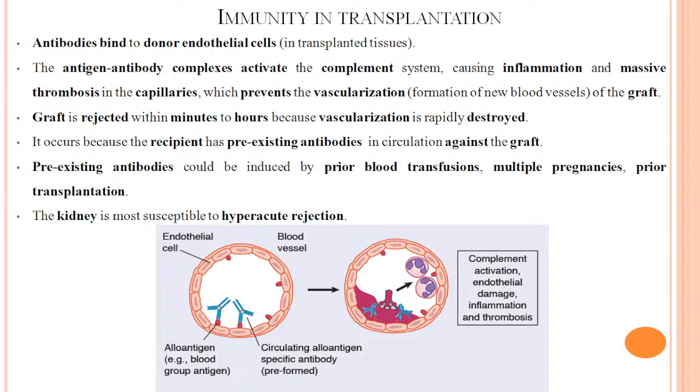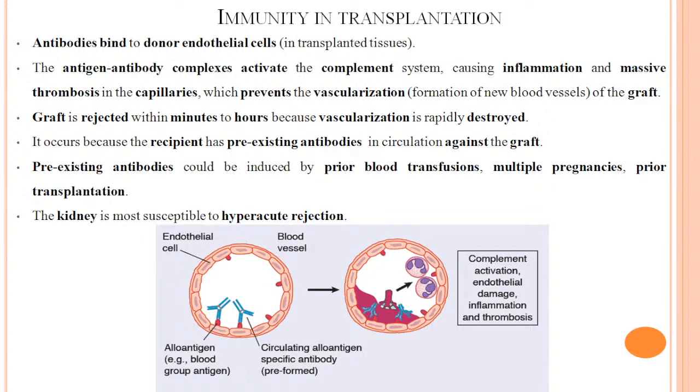Graft is a transplanted organ or tissue. Graft is rejected within minutes up to hours because vascularization is rapidly destroyed. Oxygen doesn't reach tissues and the graft is rejected. It occurs because the recipient has pre-existing antibodies in circulation against the graft. Firstly, we should say that these antibodies must be present. It happens in the secondary and every following transplantation.